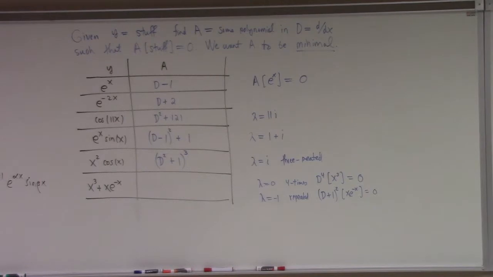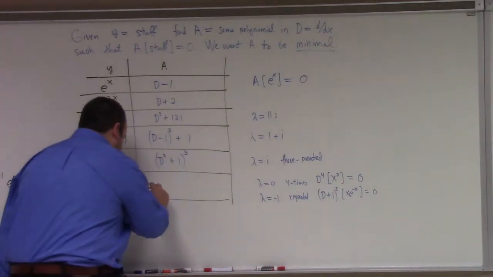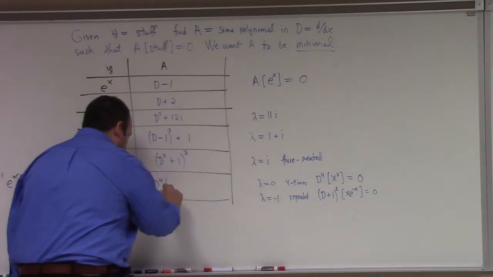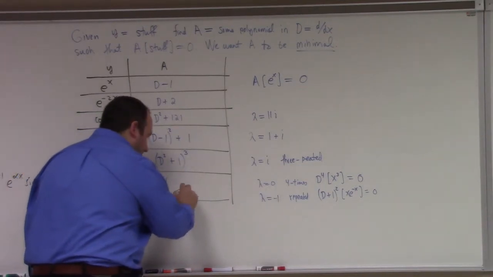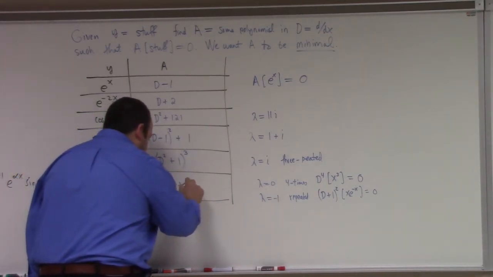Again, going back to last class, lemma 6 or something. So how do I want to have my cake and eat it too? How can I make sure that this annihilator makes both of those things go to 0 at the same time? What do I do? It's a logical and. Multiply. So this is just D to the fourth times (D plus 1) squared. That'll be what I want for that one.